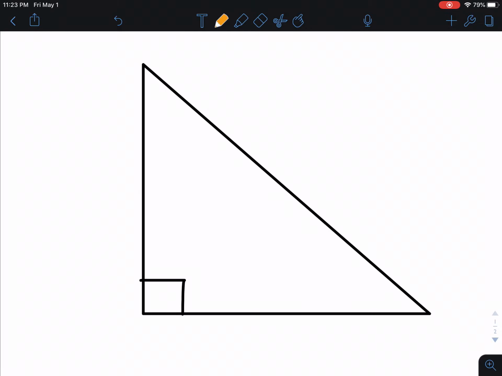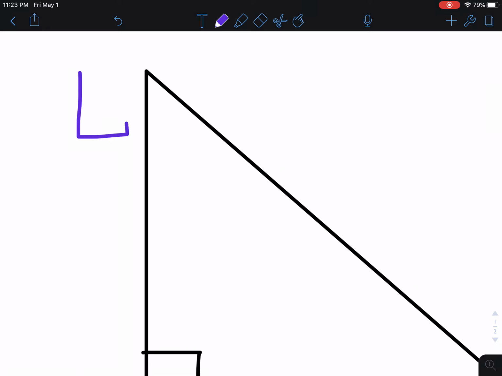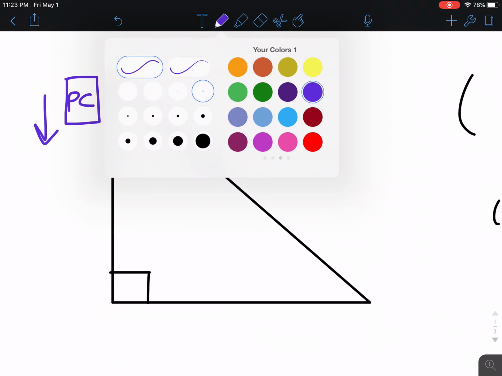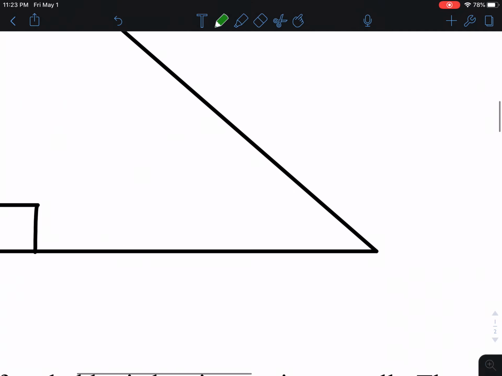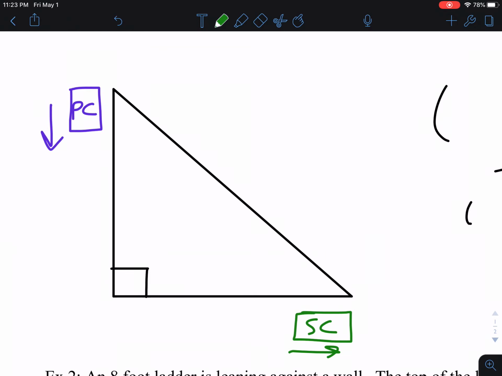I'm going to go ahead and label a couple of things here. I'm going to put my PC, my police cruiser, right here, and it is going to be approaching the intersection. Meanwhile, my speeding car is to the east and it's running away from the intersection.